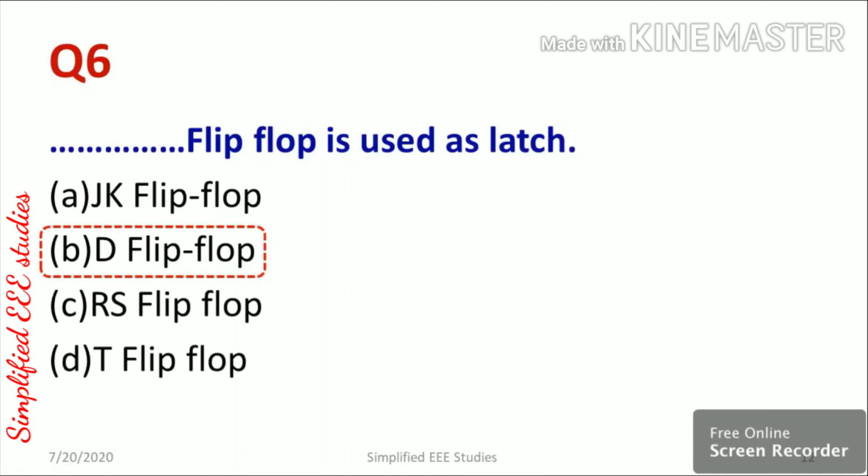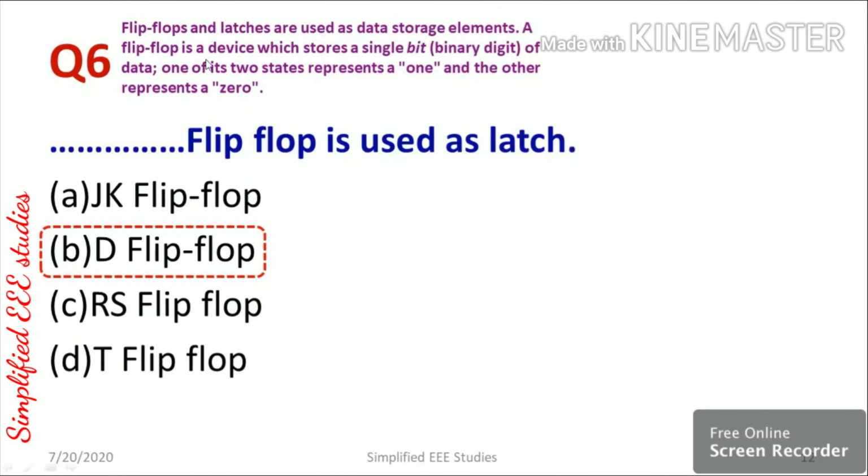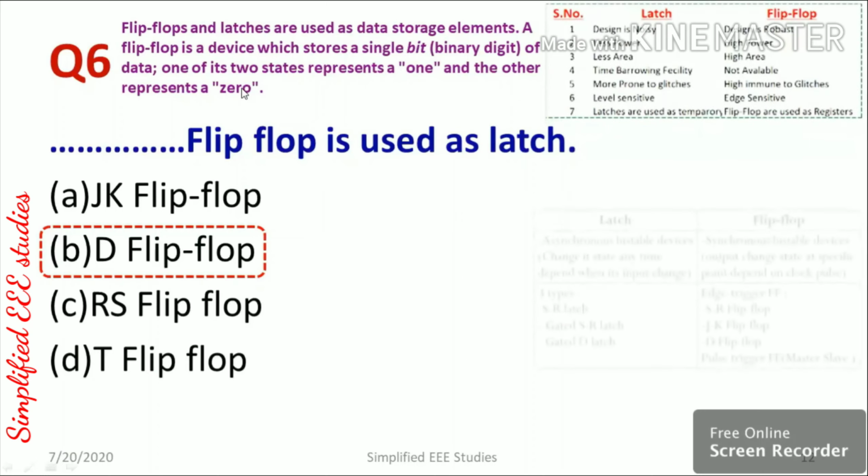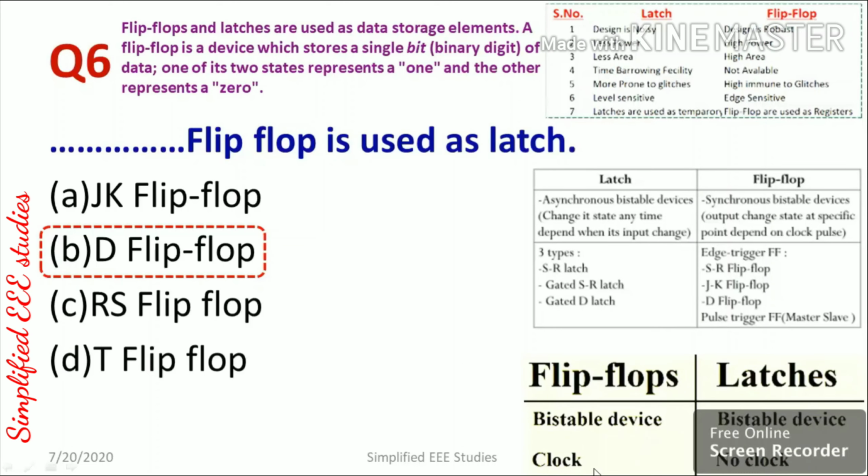So we have to bifurcate what is a latch and a flip-flop. Actually, flip-flops and latches are used as data storage elements. That's very important. A flip-flop is a device which stores a single bit, or you can call it a binary digit, of data. One of its 2 states is represented as 1 and the other as 0. Now we have to bifurcate latch and flip-flop. Regarding the flip-flop, the clock is always present, but in the case of a latch there won't be any clock. Both flip-flops and latches are bistable devices.